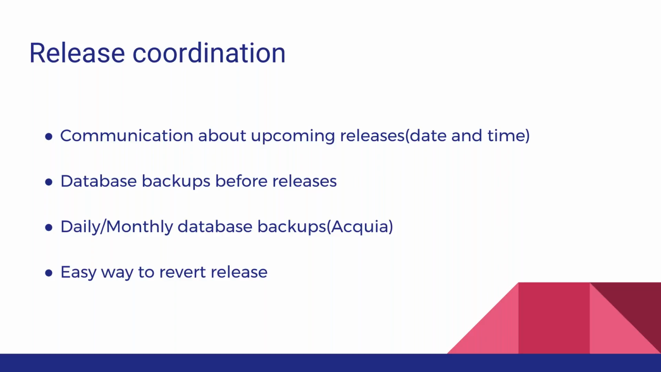And also we have automated daily and monthly database backups. They are automated within the Acquia user interface, but we also have one layer of automation on top of that. So we have automated backups on the CI server as well. And with the tags and with the production branch, we have an easy way to revert a release, because we can just deploy the old code, the old git tag, and revert the database through the Acquia user interface if something went wrong.